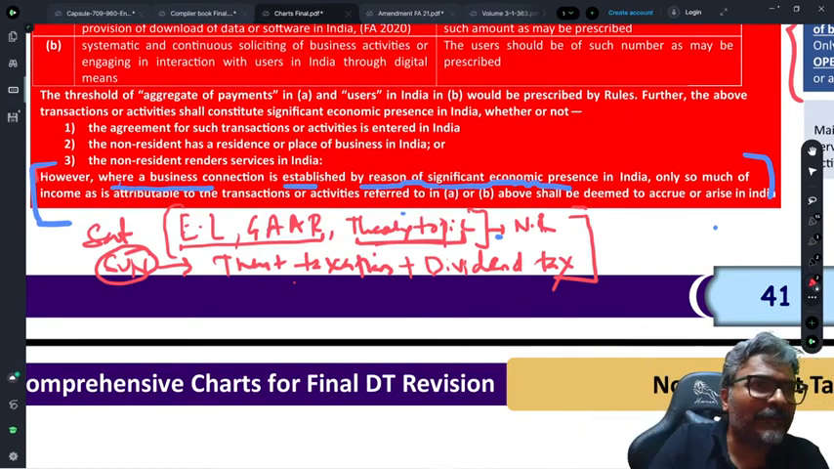And the final Saturday and Sunday would be assessment procedure, penalties, rectification, appeals and revision. This is how we are going to go about it. Is that clear to all of you? Any particular concerns that you have about revision, do let me know. I will keep that in my mind.